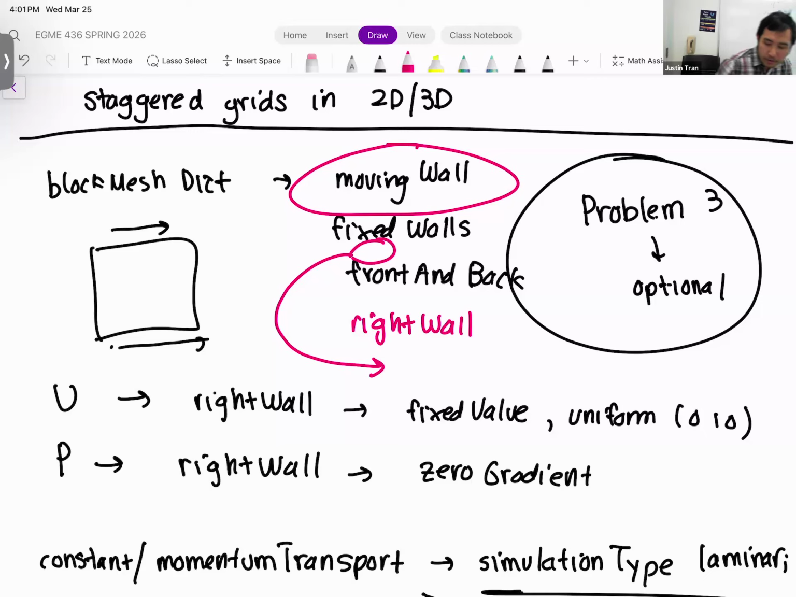But for those of you that were trying to do something like make the right wall move, I think it's been a bit of a struggle just because of the turbulence parameters. So I'll make problem 3 optional. You don't have to do that one. We'll definitely talk more about it after the spring break. But there are ways that you can do it.